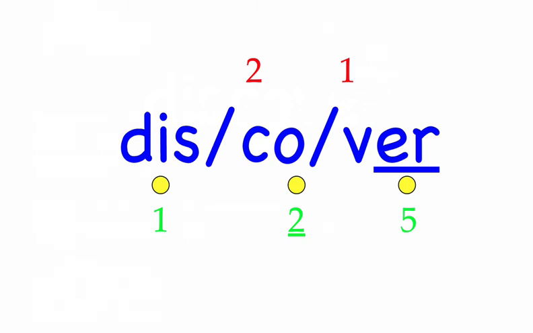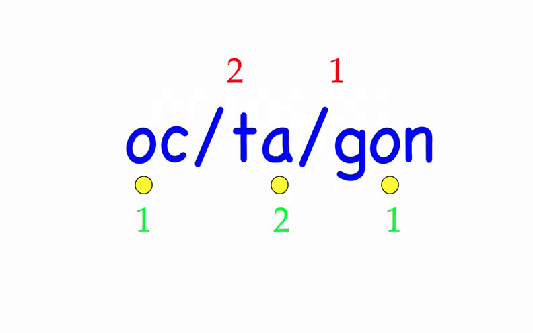Octagon. An octagon has 8 sides. And for spelling, let's pronounce it octagon. Oc, two sounds: o, k. Ta, two sounds: t, a. Gon, three sounds: g, o, n. Octagon. Mark the word.